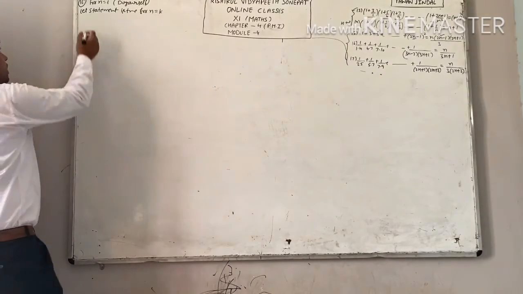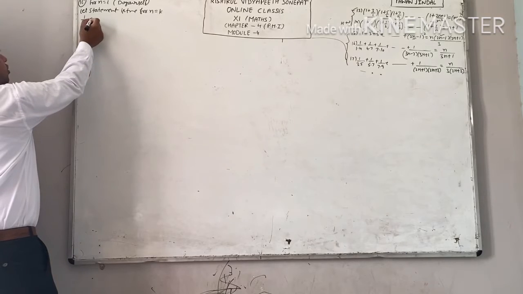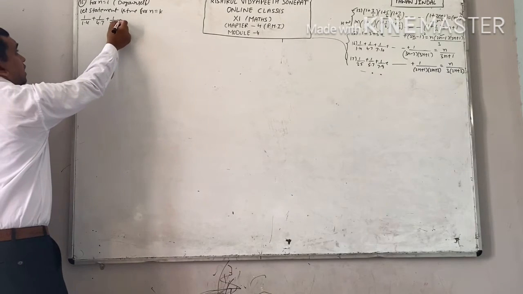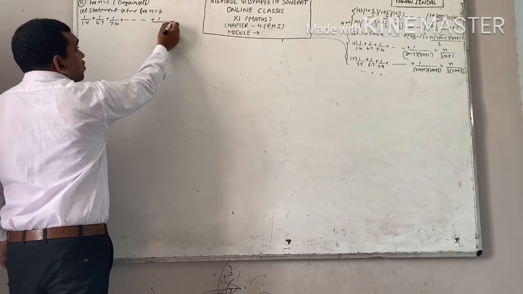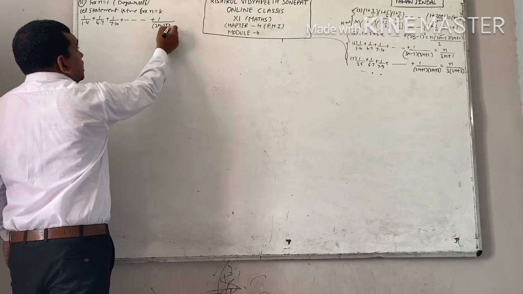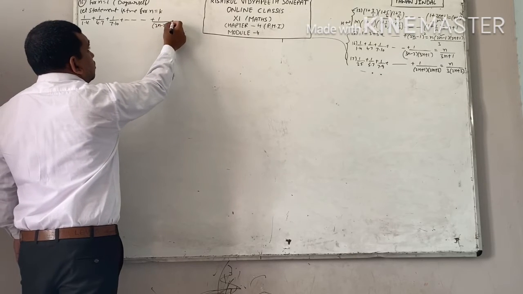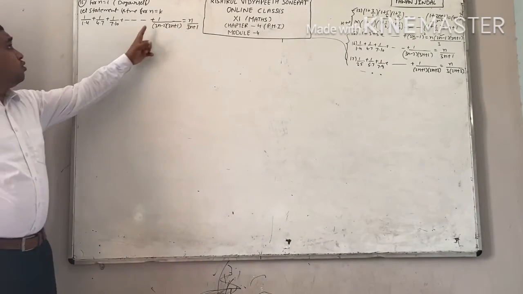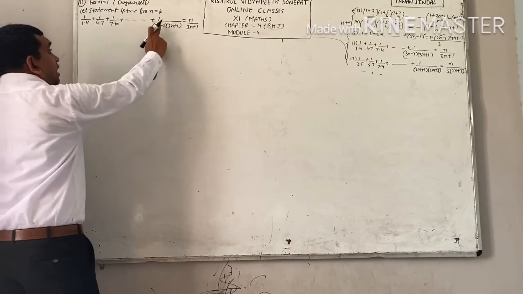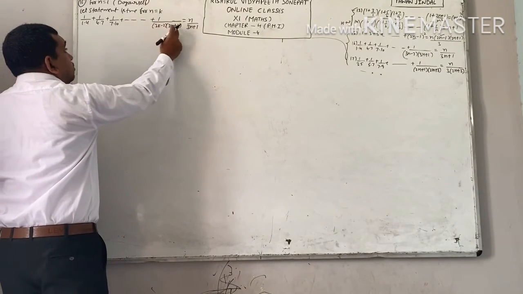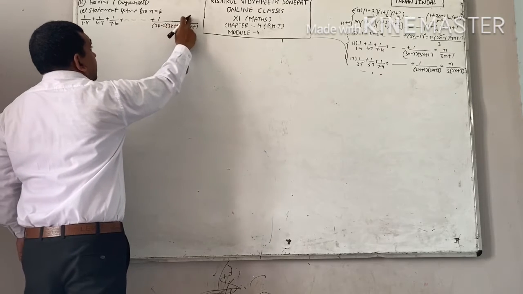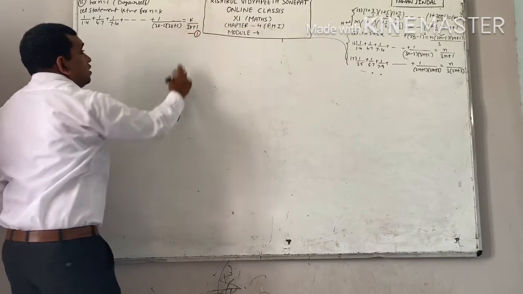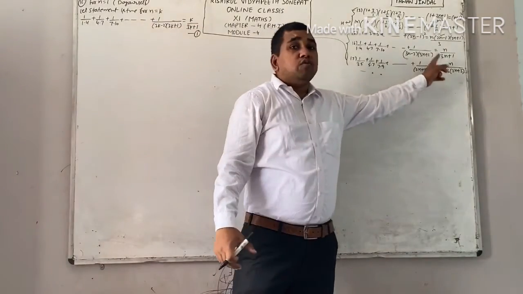See what you will get. 1 upon 1 into 4 plus 1 upon 4 into 7 plus 1 upon 7 into 10 plus up to so on, 1 upon 3n minus 2 into 3n plus 1 equal to n upon 3n plus 1. Now what you have to do, you have to put n equal to k. This will become 3k minus 2. This will become 3k plus 1. And this side will become k upon 3k plus 1. Say this is equation number 1, because you have to put n equal to k on both sides.